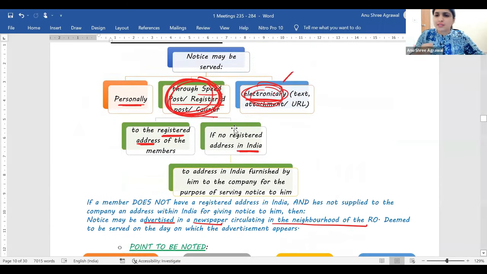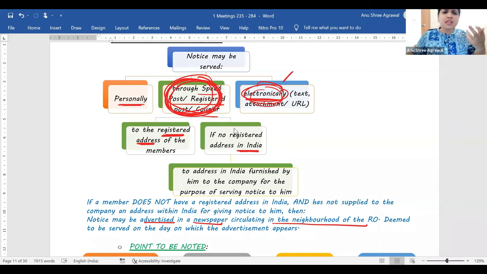How will we send the notice? We said either we can send it personally or through post or through email. If you are sending through email, the company's role is over once the company sends the notice. After sending, if something happens during transmission, the company is not responsible. Then we learned, if the company is sending by post, it will send it to the registered address of the member. If the member's registered address is outside India, we will request the member, please give some address in India. If he's still not giving an address in India, we don't have to send the notice to a foreign address.